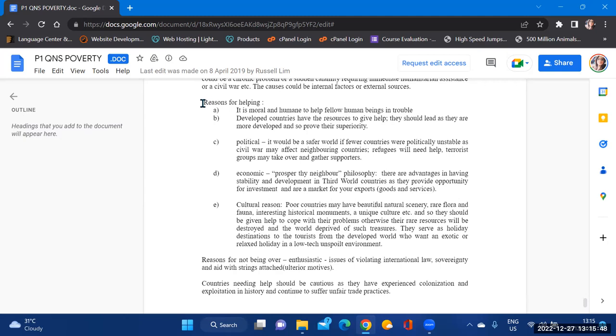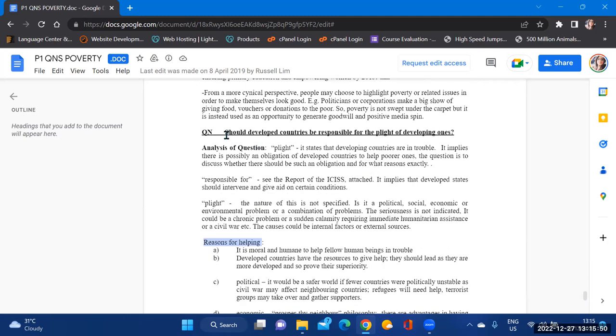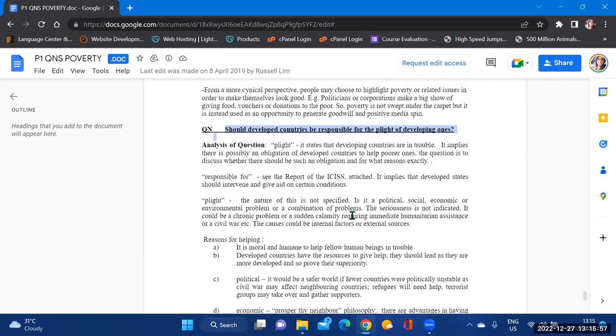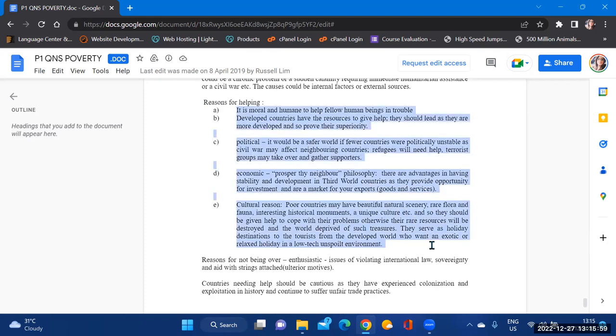So what are the reasons for helping? Let's look at the question again. What are the reasons that a developed country should be responsible for the plight of a developing one? So these are the reasons. Let's take a closer look at them. A, it is moral and humane to help fellow human beings in trouble out of civic-mindedness. And B, developed countries have the resources to give help. They should lead as they are more developed and so prove their superiority in that sense.